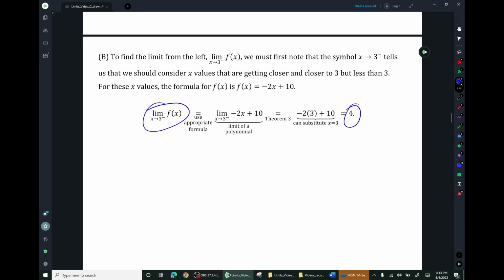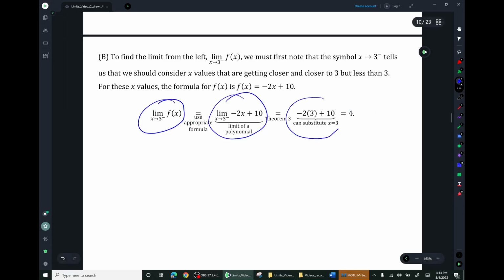So this whole line tells us that the value of this limit is 4, but the whole line can be spoken as a big sentence. That would be the limit as x approaches 3 from the left of f of x equals this stuff, which equals this stuff, which equals 4. So that's one great big mathematical sentence.